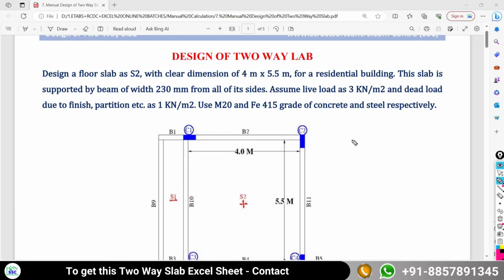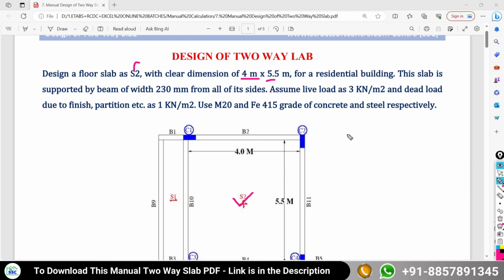Now without wasting time, let's start to discuss the problem statement. Here we have to design a floor slab S2 which is present here, which has the clear dimension of 4 meter by 5.5 meter. This is the floor plan of a residential building. This slab is supported on all of its sides by a beam of width 230 mm.